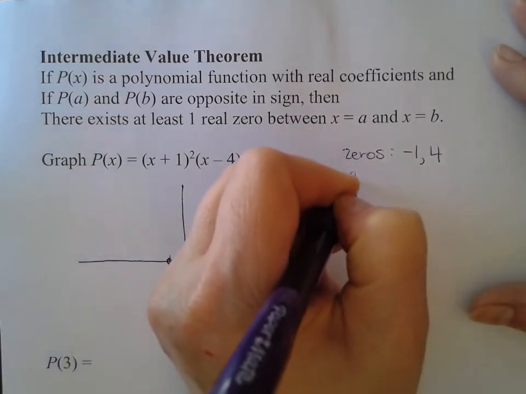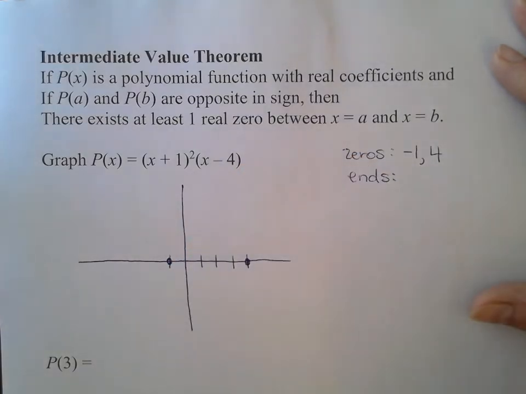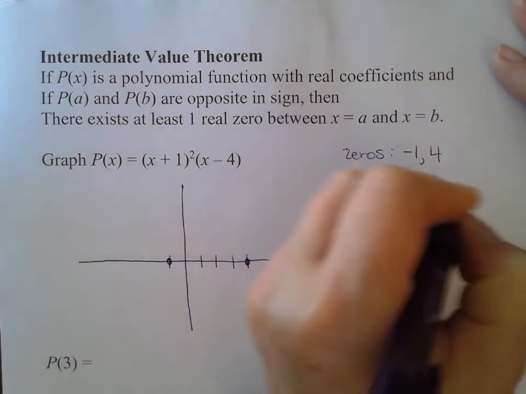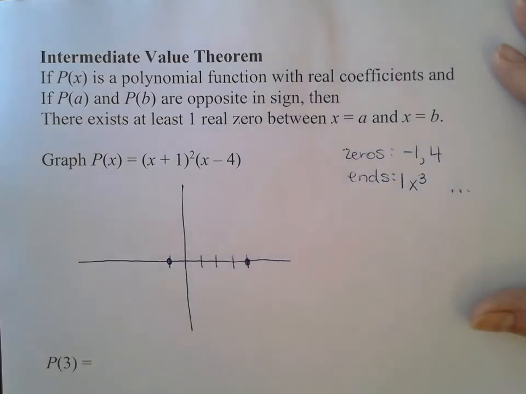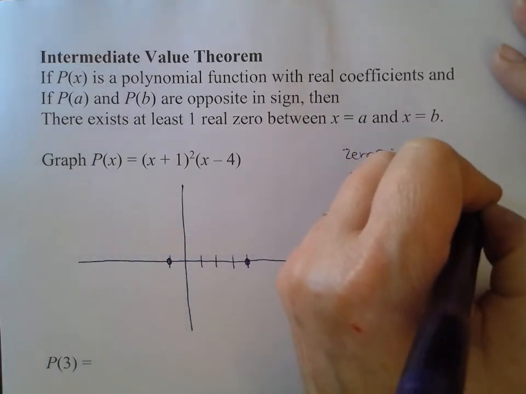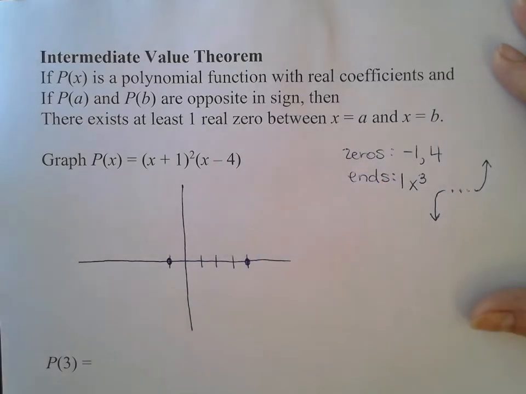And the end behavior, if we were to go back to the multiplied out version, x cubed was in the front. So that means the ends are going to go in opposite directions. The number out front here is positive, so when x gets really big, it's going to go up, and when x gets really negative, it's going to go down.